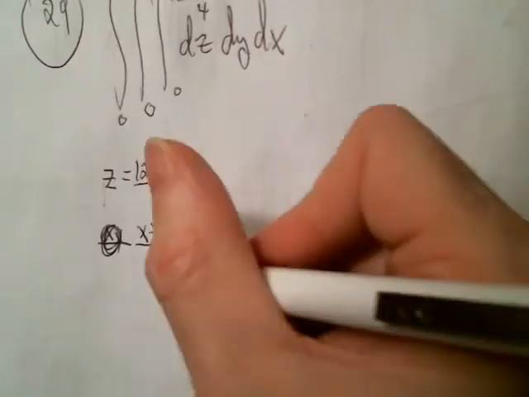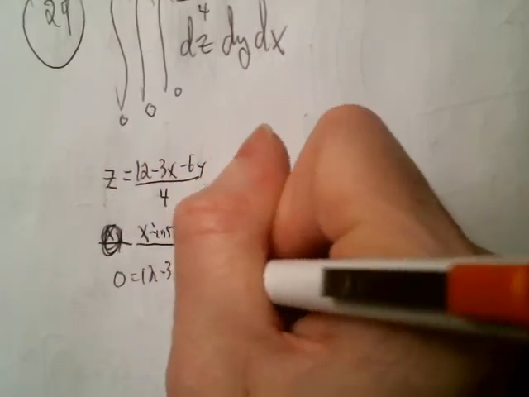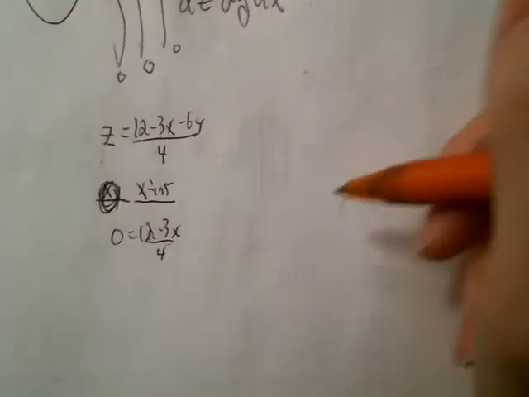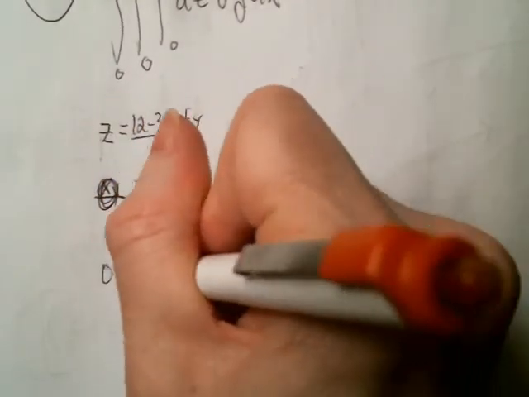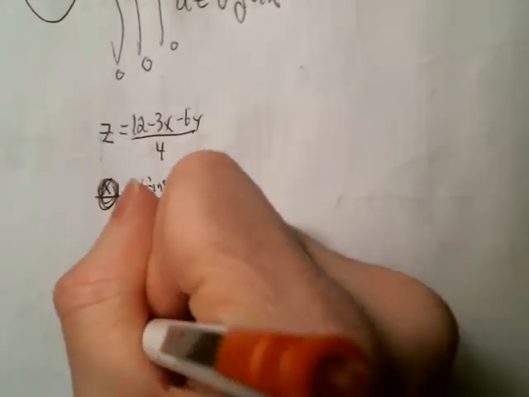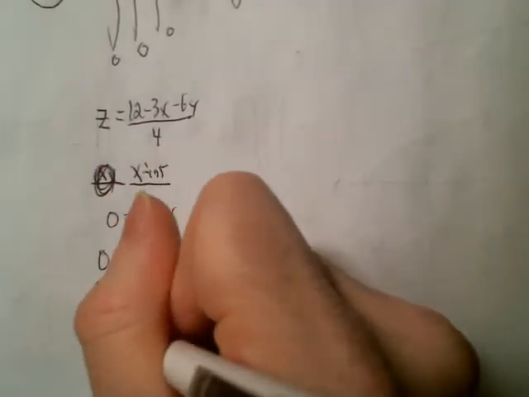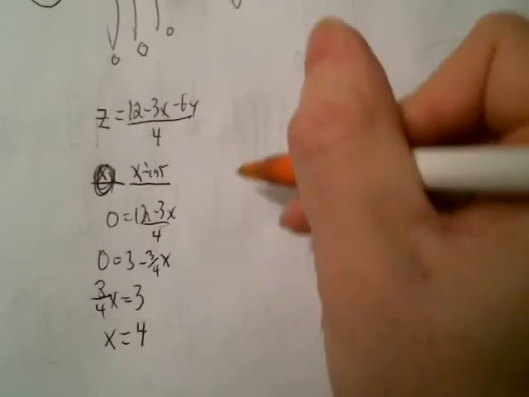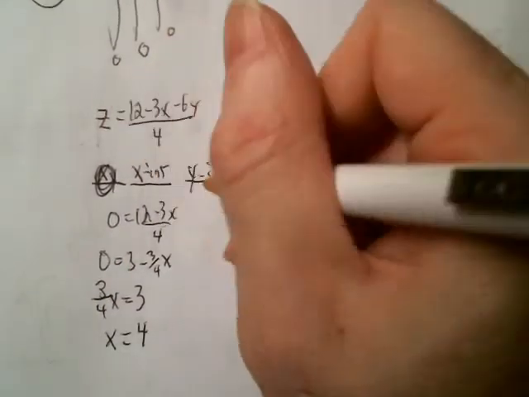y and z be 0, so you have 0 equals 12 minus 3x over 4. So that'll be 0 equals 3 minus 3/4 x. So 3/4 x equals 3. Multiply both sides by 4/3. So x is 4. For the y-intercept, let x and z be 0.